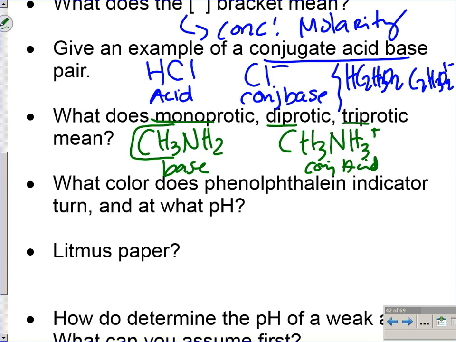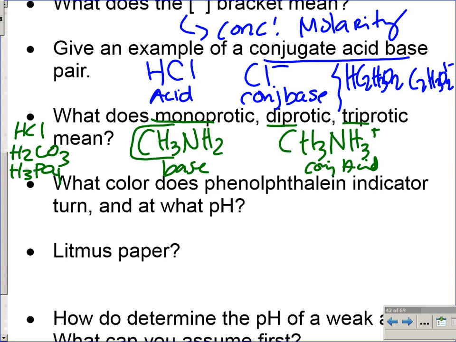So everybody give me an example of a monoprotic acid. HCl. Give me a diprotic acid. H2CO3. Give me a triprotic acid. H3PO4. The list goes on and on. We could do that over and over again, but you're looking for 1 H, 2 H's, or 3 H's. That's it. What color does phenolphthalein turn?